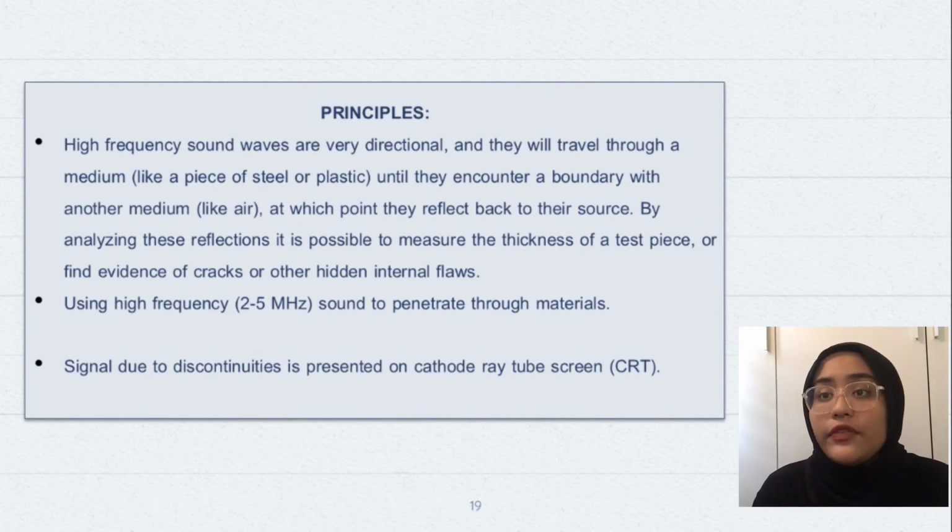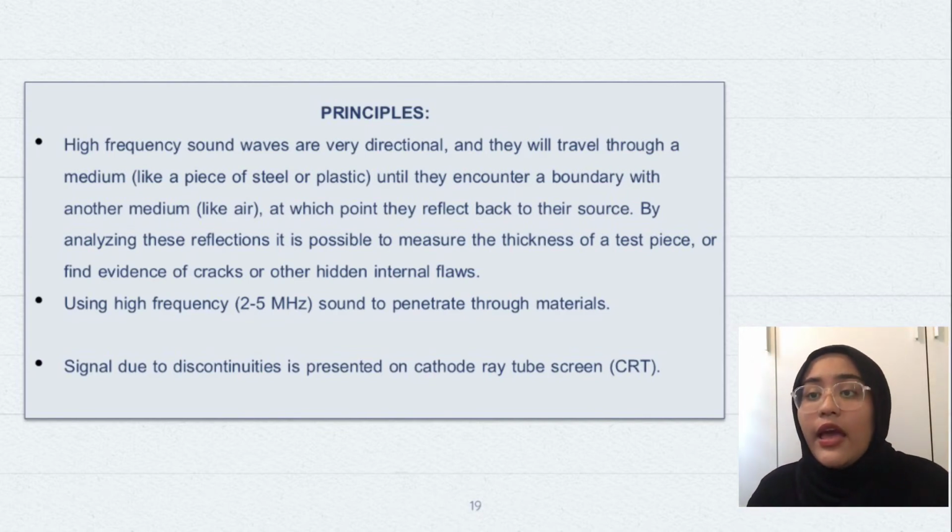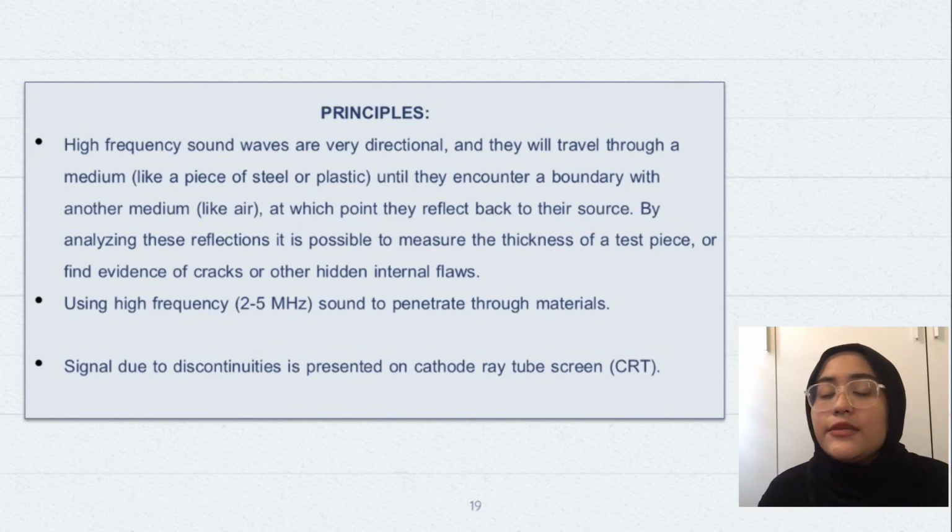So when they travel through a medium like a piece of steel or plastic, they will encounter a boundary with another medium like air, at which point they will reflect back to their source. By analyzing these reflections, it is possible to see whether or not we have any defects, any air, or we can also measure the thickness of the object. So we use the high frequency, like I said before, 2 to 5 megahertz.